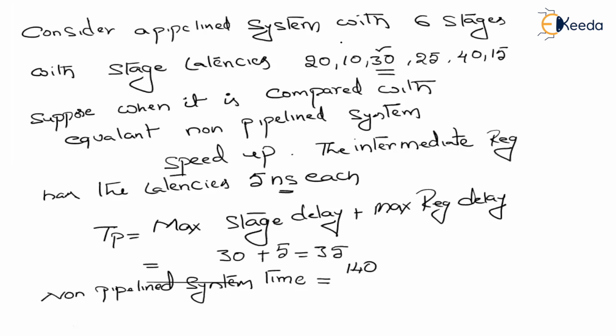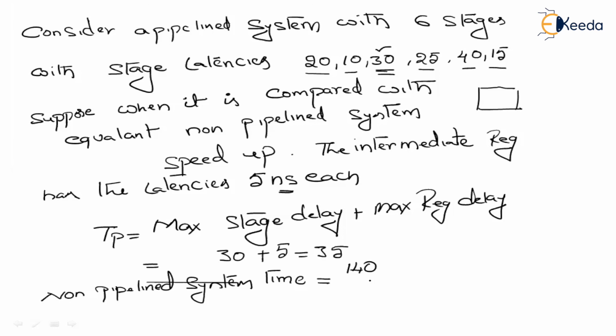Once again, non-pipeline system is going to mix all the latencies of all the segments of the pipeline. Because when a non-pipeline system is implemented, it is going to club all the segments of a pipeline system. 20 plus 10, 30, 30 plus 30, 60, 60 plus 25 is equal to 85, 85 plus 40 is equal to 125, 125 plus 15 is equal to 140.